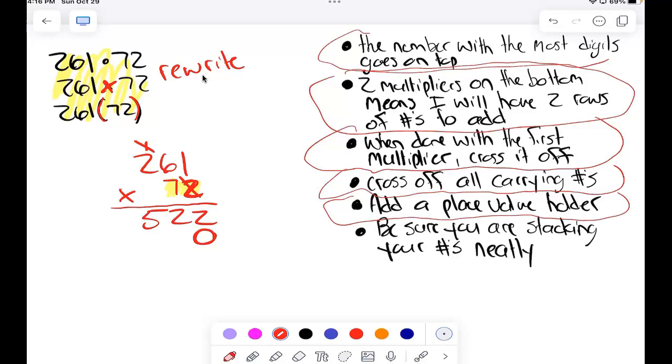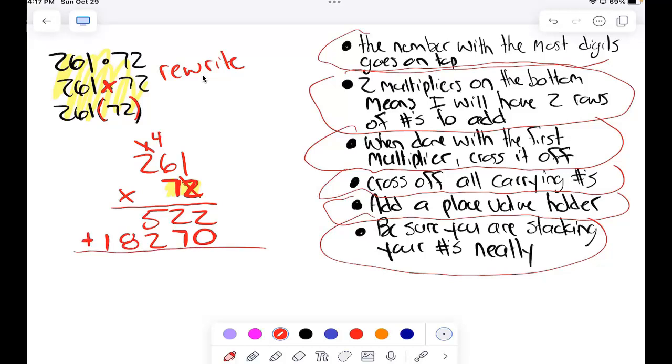Next thing then, I'm ready to multiply by my second number, the 7. So I'm going to multiply the 7 by the 1s. 7 times 1 is 7. I'm going to make sure I'm stacking carefully so that the numbers are lined up on top of one another. After I multiply 7 by 1, I'm going to multiply 7 by 6. 7 times 6 is 42. So I'm going to put down the 2 and carry the 4. 7 times 2 is 14, plus 4 more is 18. And since I have nothing else to multiply, I'm going to write my 18 down.